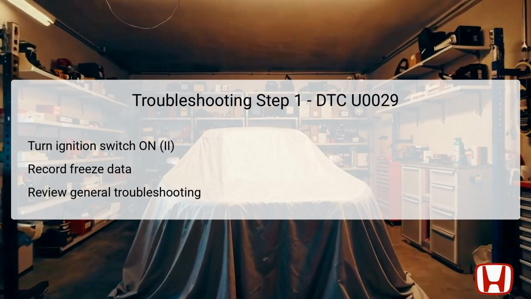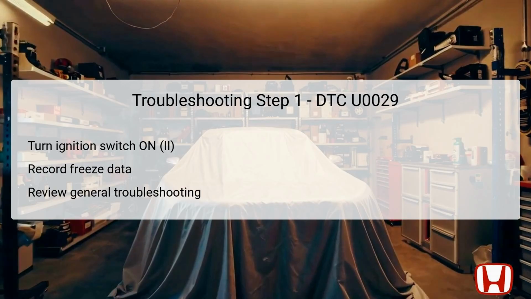The first step in troubleshooting DTC U0029 is straightforward. Begin by turning the ignition switch to the on position without starting the engine. This powers up the vehicle's electrical systems, allowing you to access diagnostic tools.